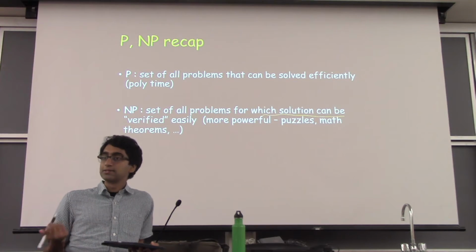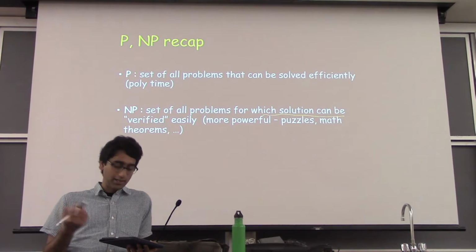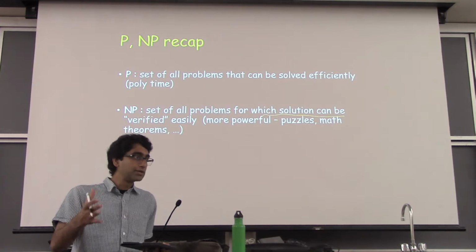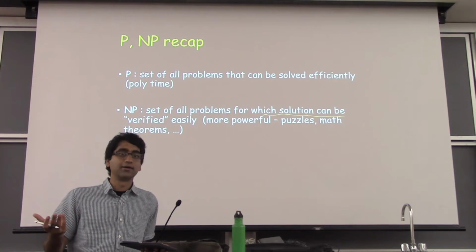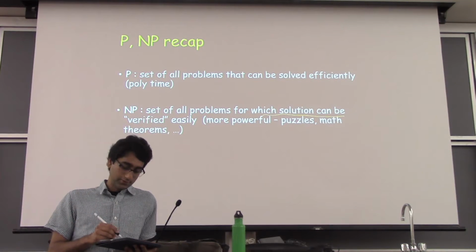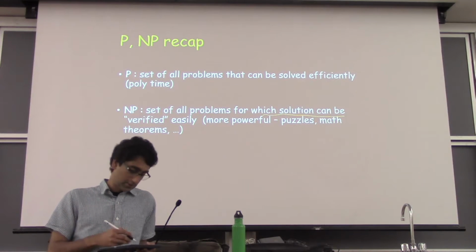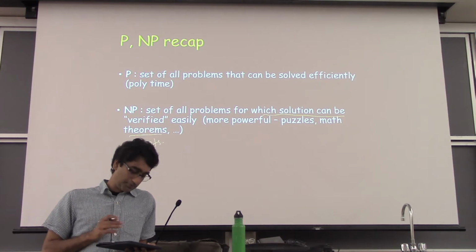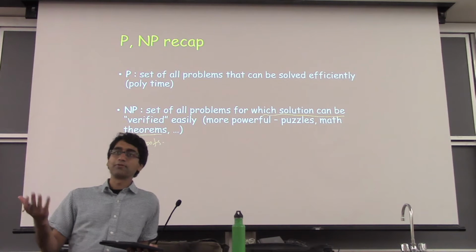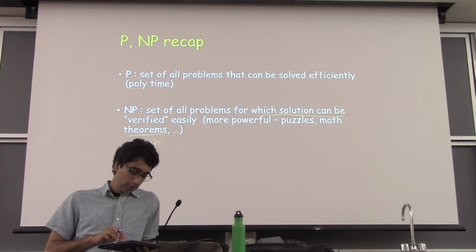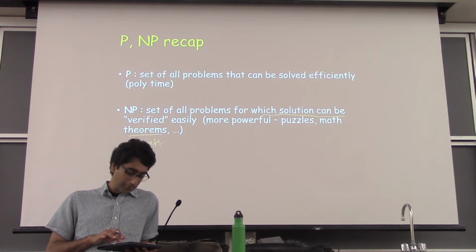We said that this is more powerful. A lot of things that you would imagine can be in NP. Any puzzle, for example, is in NP because given a solution, you can usually verify whether it's the right solution or not. Mathematical proofs are also like this, in the sense that given the proof you can verify if it's correct or not, but how you come up with the proof is the tricky thing. So these were P and NP, and we'll probably define them a little more formally this time.